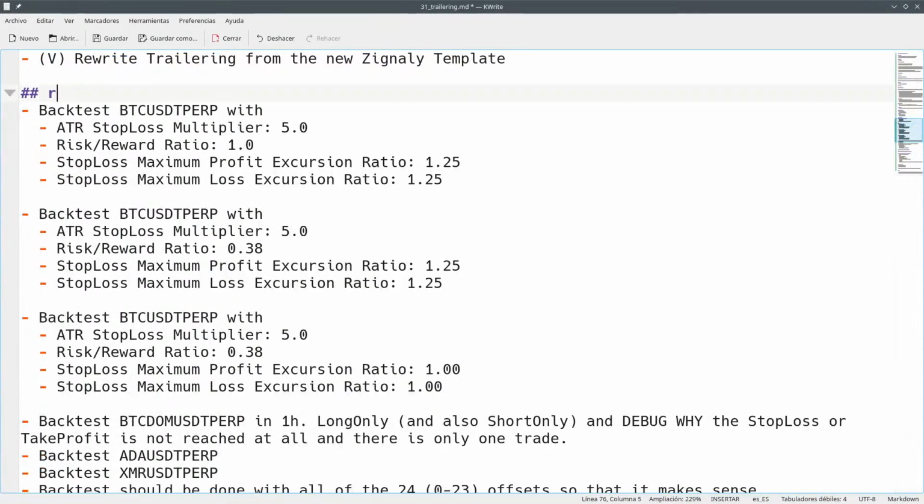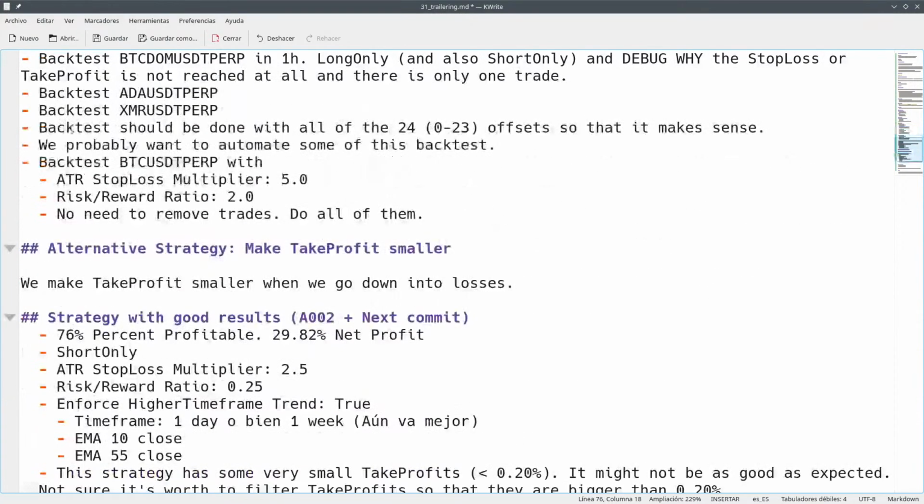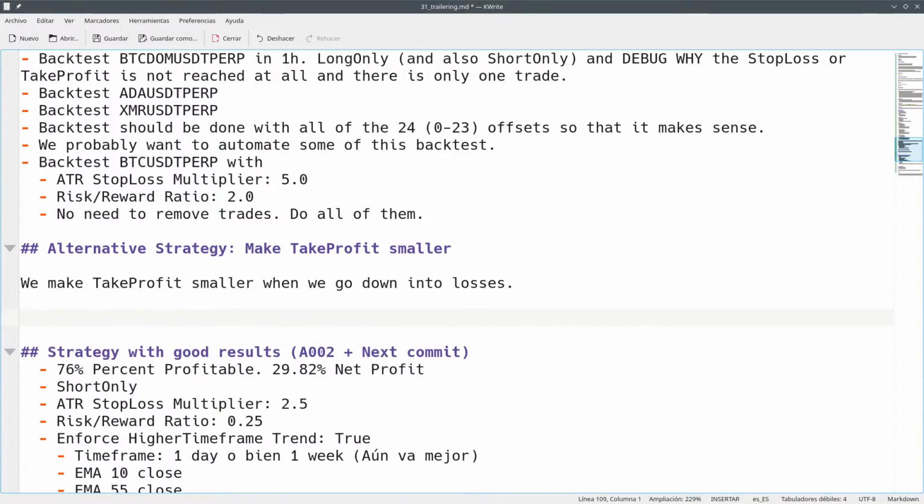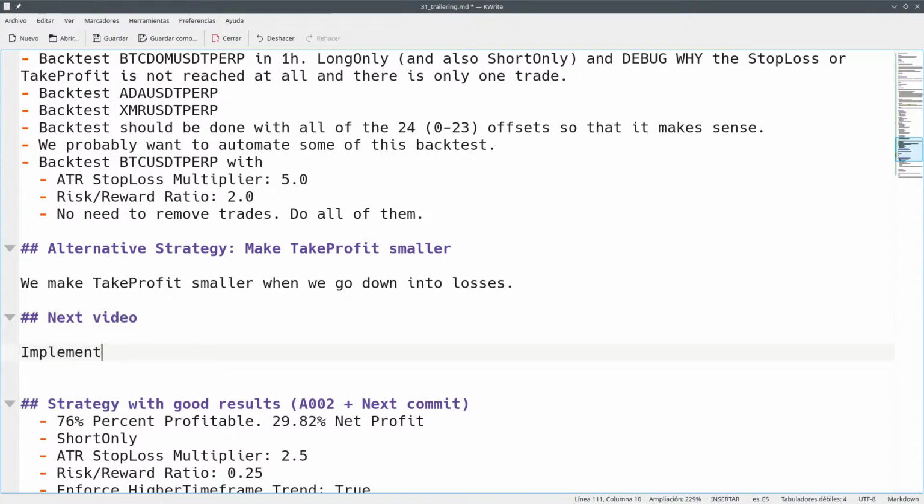So this should be something like implement, because I don't want to start any trade till all of the trades have been closed, and that's going to be difficult to make if you ask me.